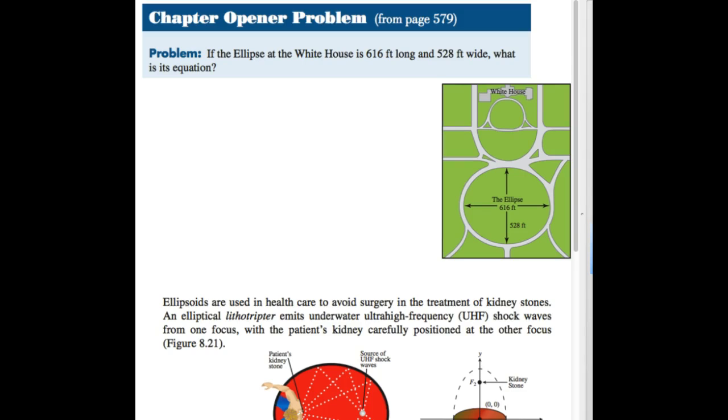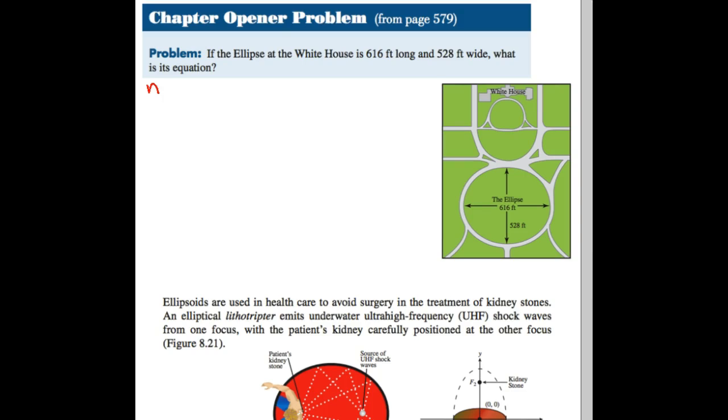Now, if they hadn't told us that, if they just said the major axis is 616 feet long, you wouldn't be able to tell whether they are referring to it being horizontal or vertical. So in that case, I would accept either version of our equation. But based on the picture they're showing us, it does look like the major axis is horizontal, so we're going to base it off of that.